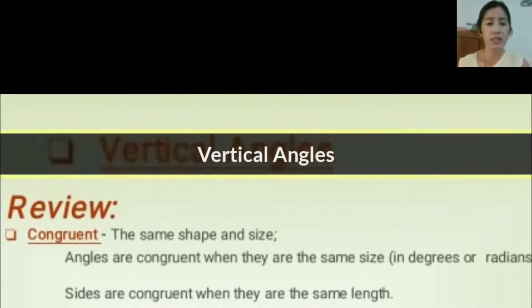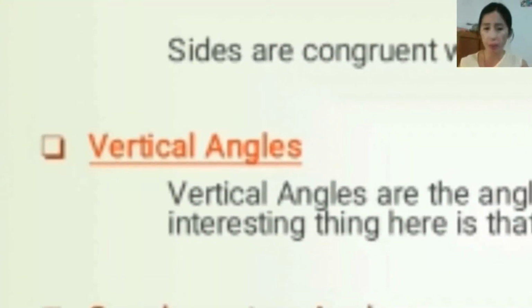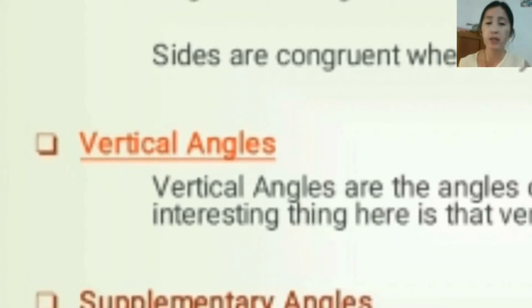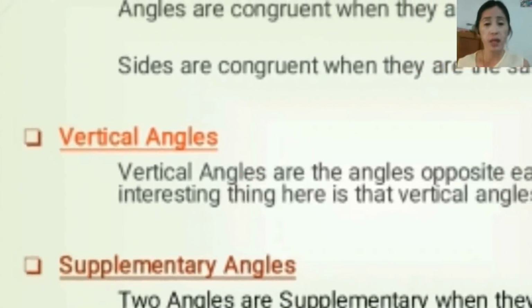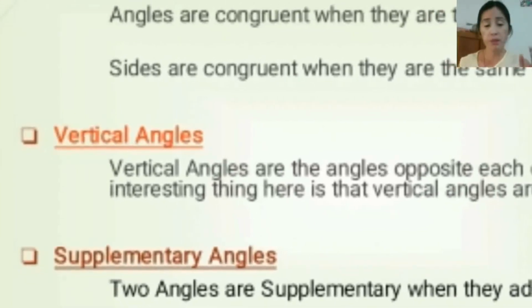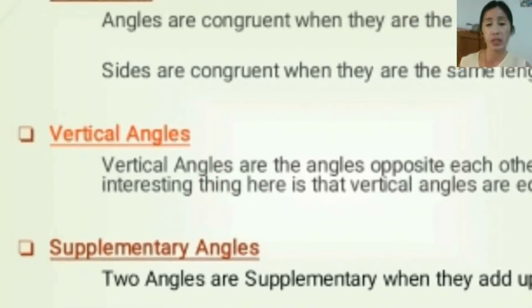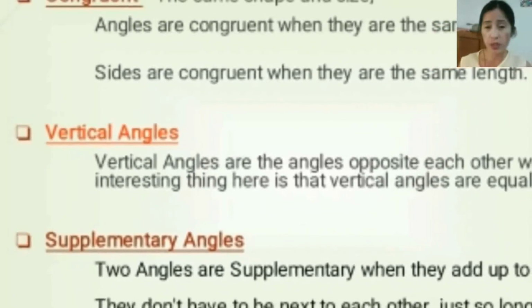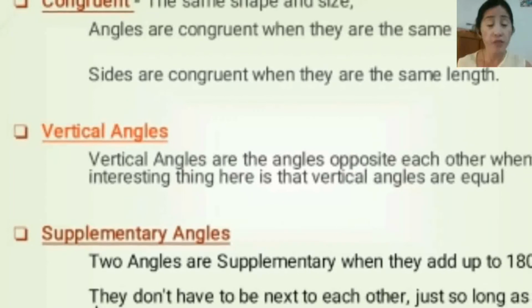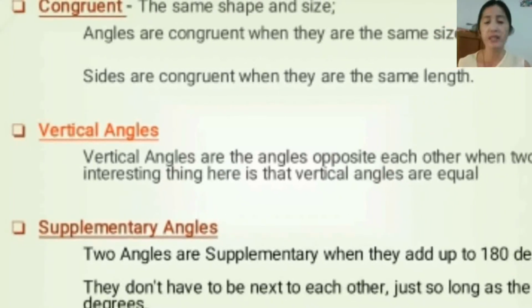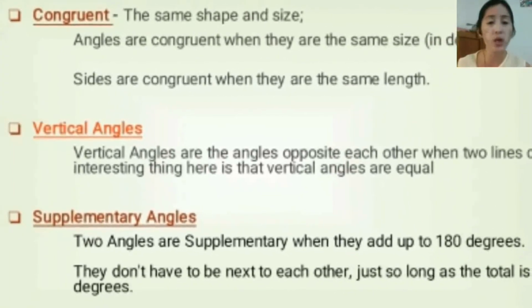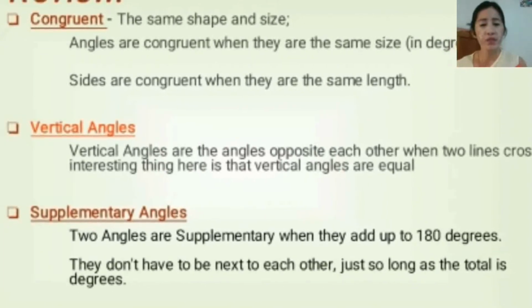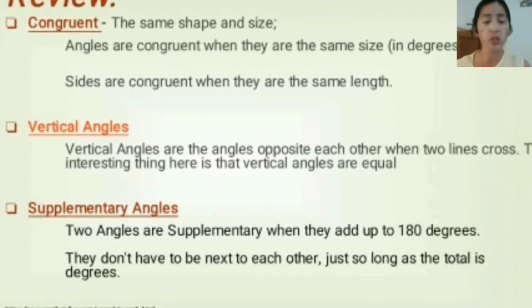Okay? Second, vertical angles. Do you remember vertical angles? Vertical angles are the angles opposite each other when two lines cross. When two lines cross, in either way, every opposite angles are called vertical angles. And the interesting thing here is that vertical angles are equal. Again, the word equal is synonymous to the word congruent, so we may use the word congruent. The vertical angles are always congruent.